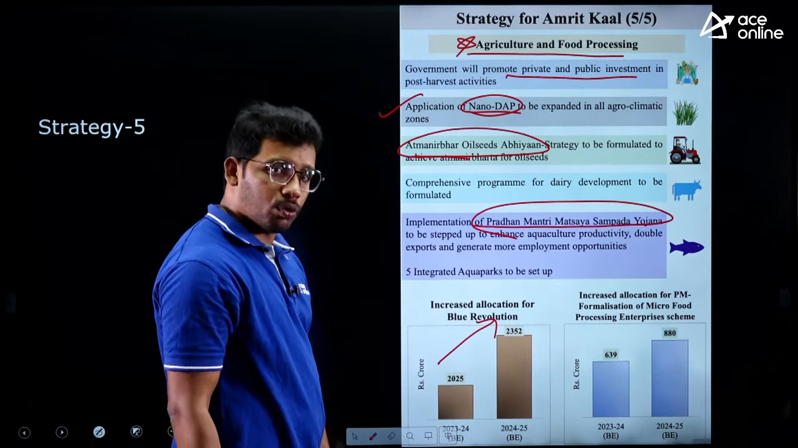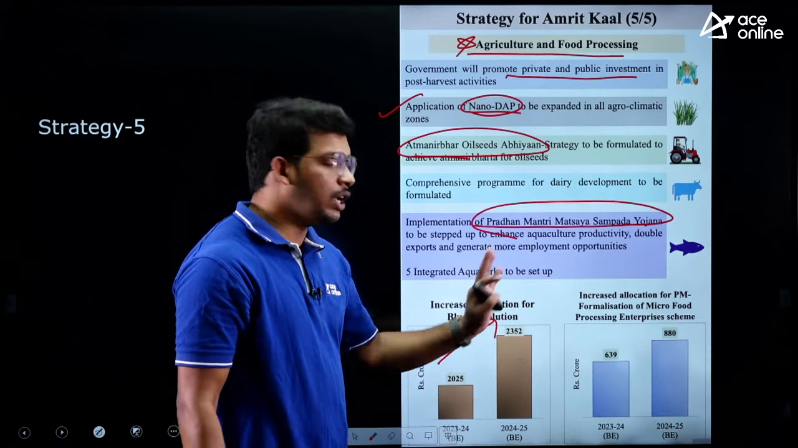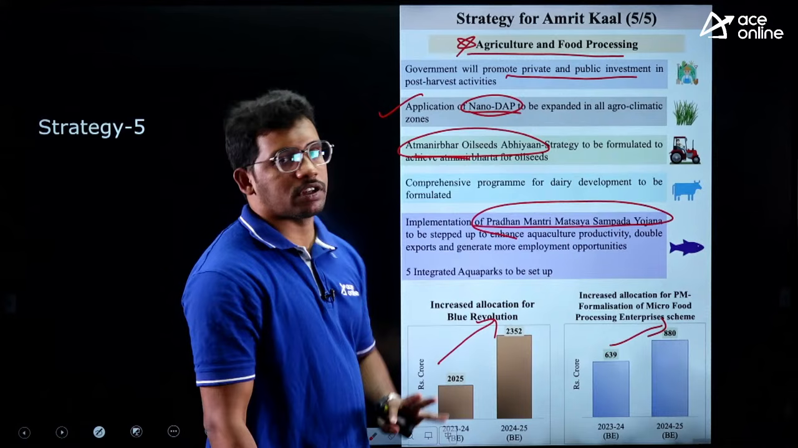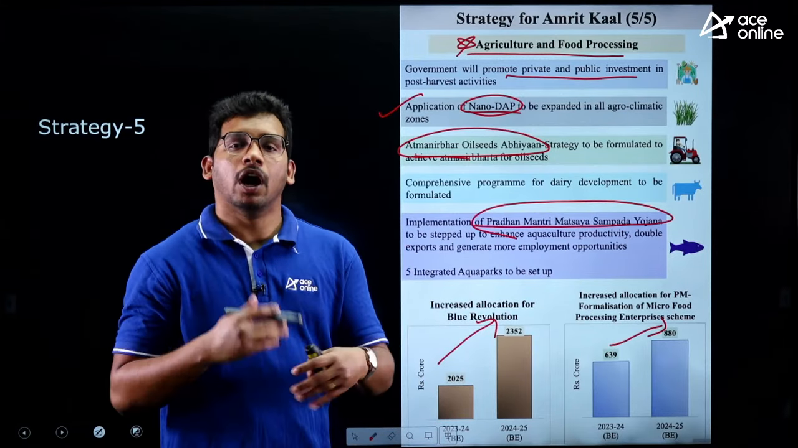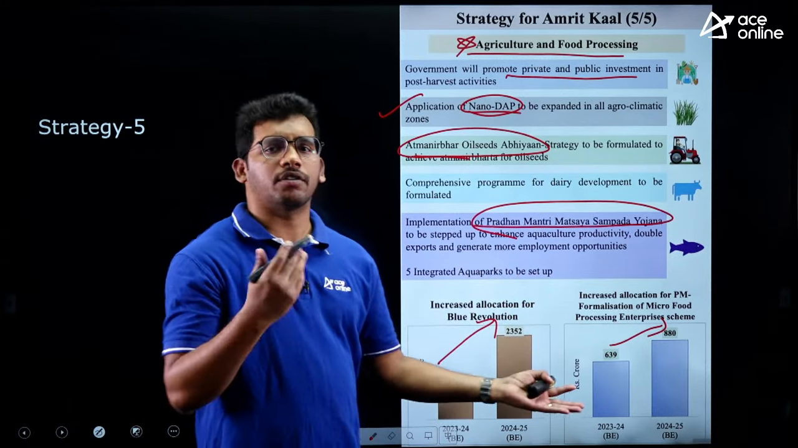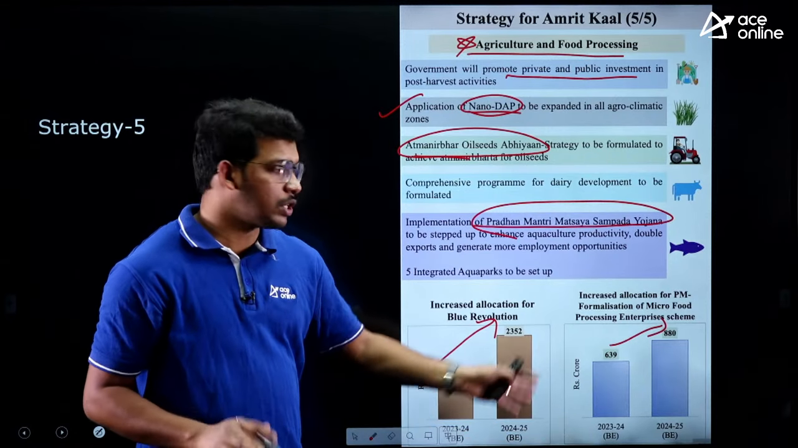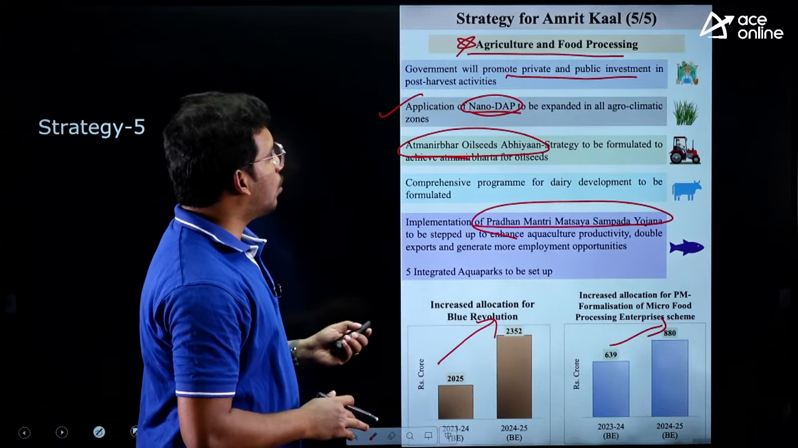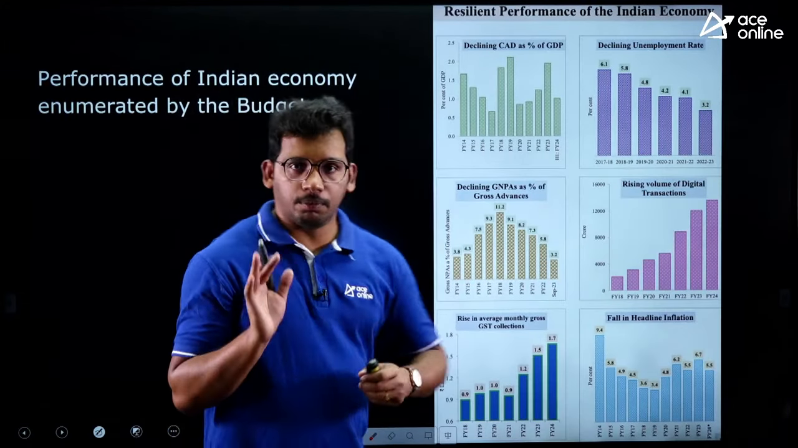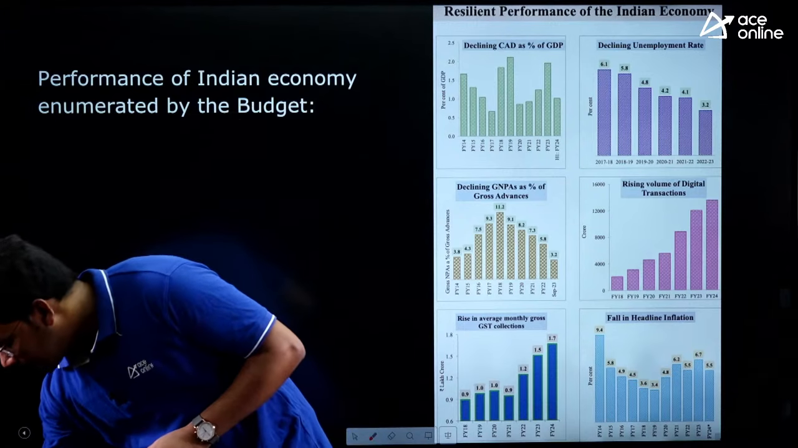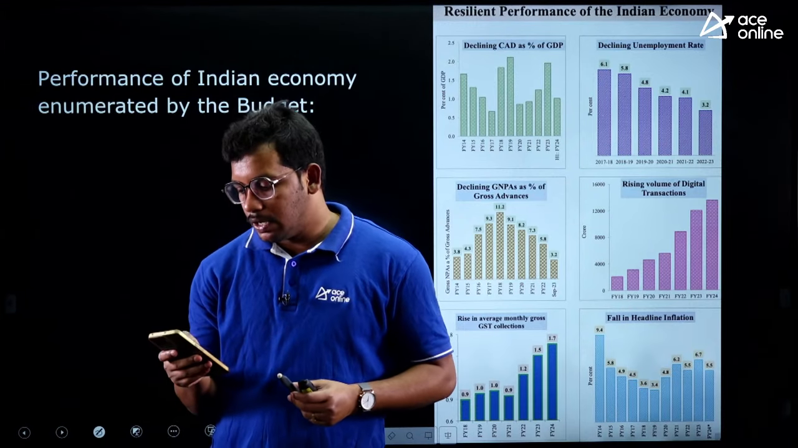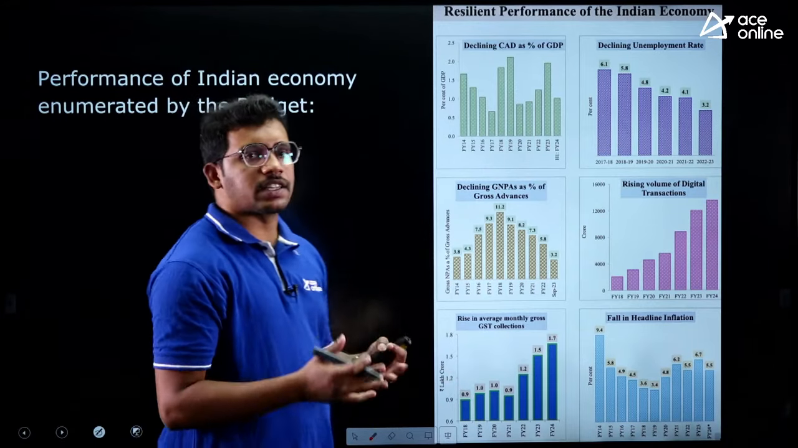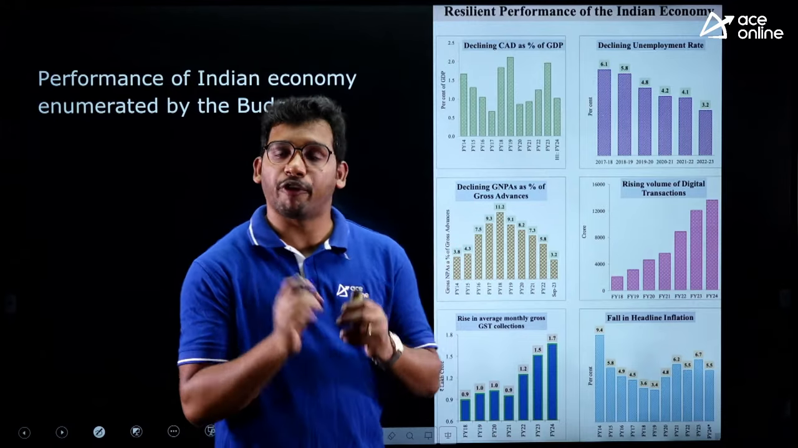Increased allocation for the blue revolution. That means more funding towards the fishing sector. Also, they are promoting formalization of food processing. Food processing means how the food is processed after harvesting. There is a lot of informality, not under government rules. So the government wants to make it more formal, right? So this is about the strategy that the government has kept to achieve a developed India, right?